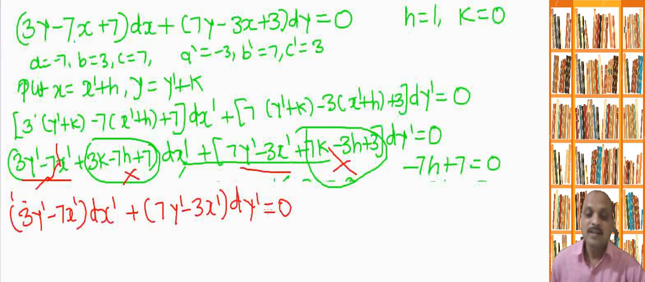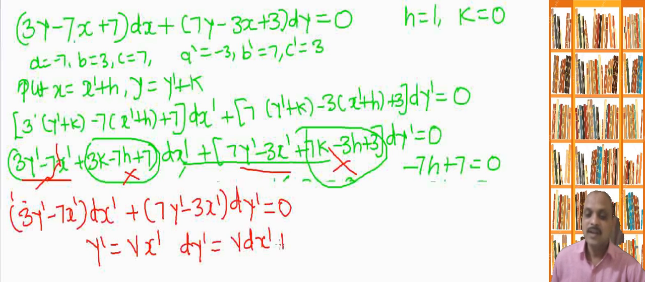Now friend, we have a homogeneous equation and therefore let us put y' = v x', so that dy' = v dx' + x' dv. Let us put this value in this equation.